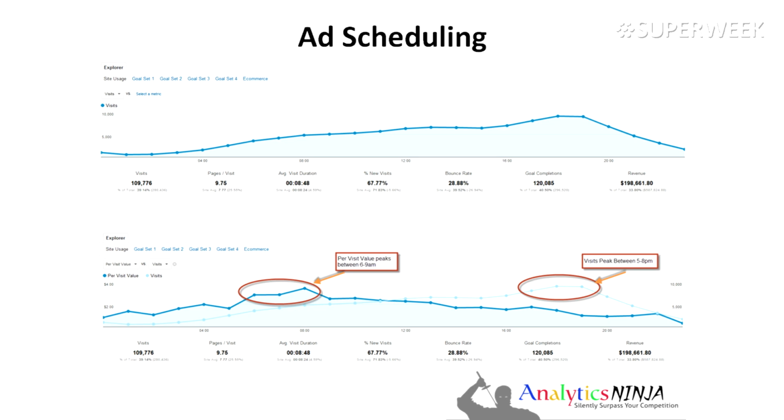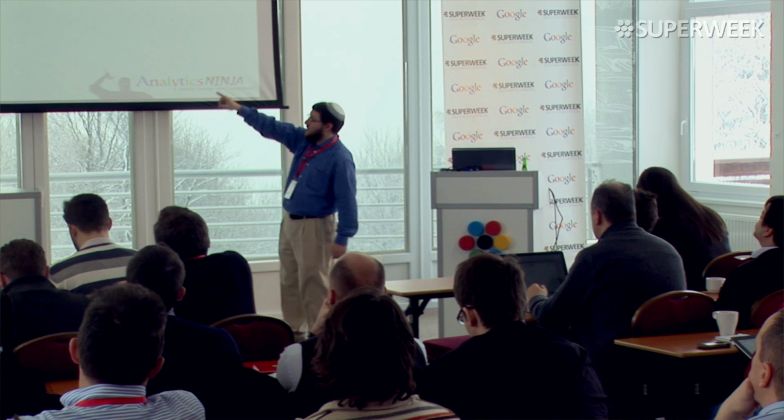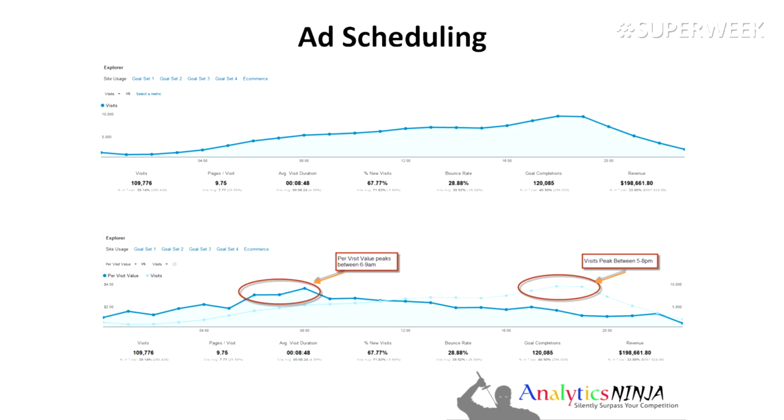Okay. We're talking about ad scheduling. Okay. Time of day and day of week. This graph, it's a little bit hard to see, shows the time during the day, and we're looking at visits. Okay, simple volume. How many people are coming to the site when, okay? When I add a second metric, right?